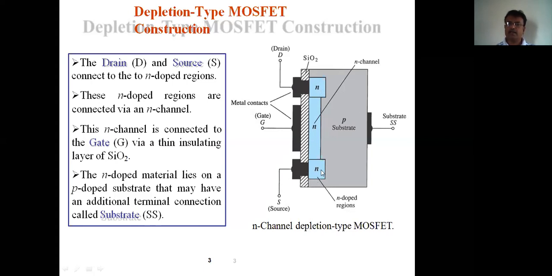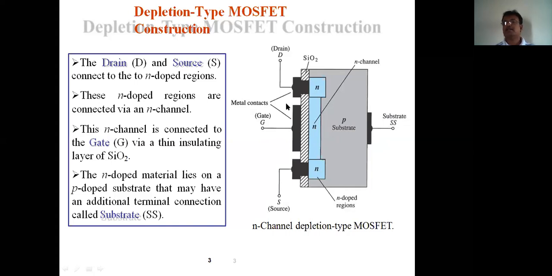Source and drain are connected through an N channel. So here is the N-type source and N-type drain connected via the N channel. All these things are present on a P-type substrate. Usually I say there are three terminals: drain, source, gate. But see here, there is one more terminal called substrate. This substrate is connected to the P-type substrate through a metallic contact.